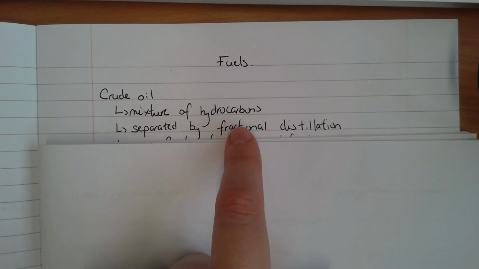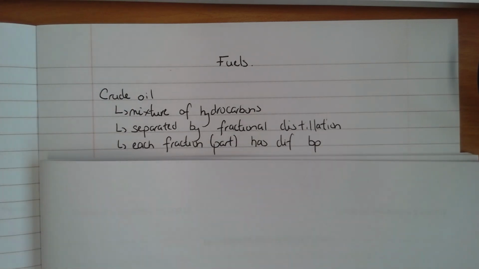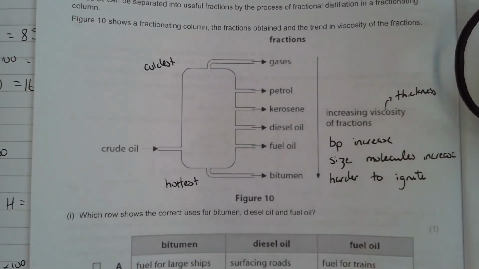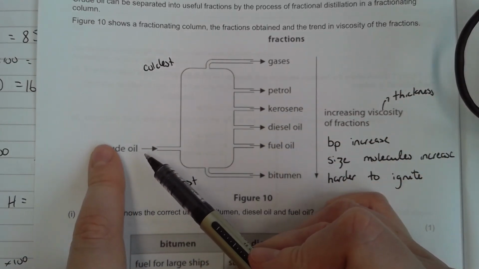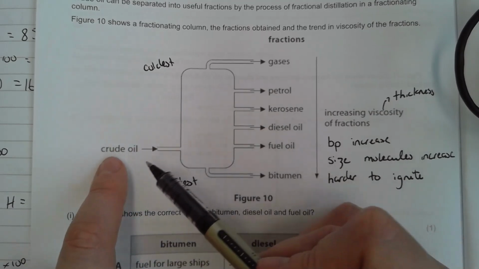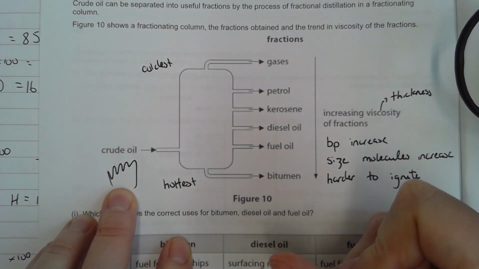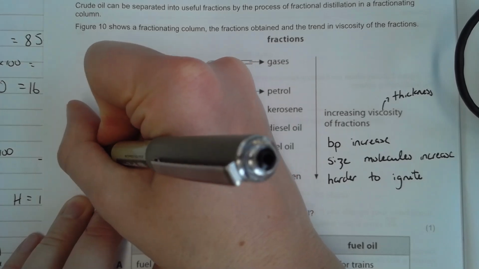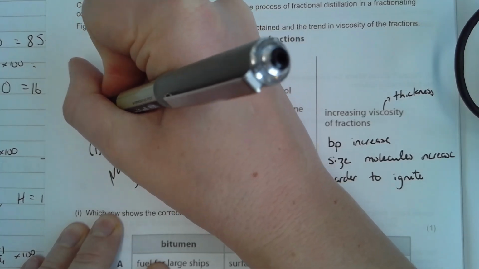The reason we can use fractional distillation is each fraction, or each part of crude oil, has a different BP, which means different boiling point. If we have a look at what fractional distillation looks like, here is my fractionating column. I put my crude oil into the fractionating column and I heat the crude oil, so there's my fire. You heat the crude oil. It is currently a liquid. You heat a liquid and it will evaporate and turn into a gas.